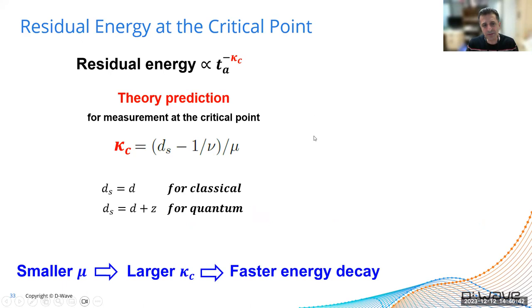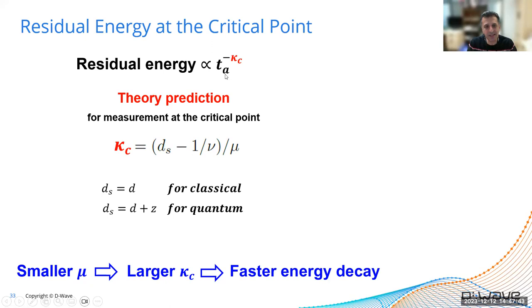If you could stop at the critical point and measure, you would find a relation between the exponent of residual energy versus time and other critical exponents. But we are not annealing to the critical point; we're annealing to the end, deep in the spin glass phase. This is, I would say, the main contribution of Anders Sandvik, to give us this formula and its derivation. What this DS means is the spatial dimension, which is 3 in our case, for classical, and for quantum it is the spatial dimension plus the dynamic exponent. But you see now exactly the inverse relation between kappa C and mu. The smaller the mu, the larger kappa C. That means the faster decay.